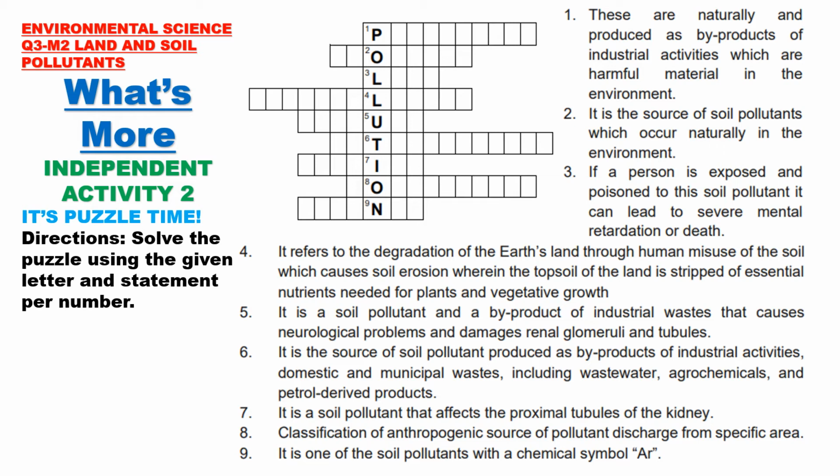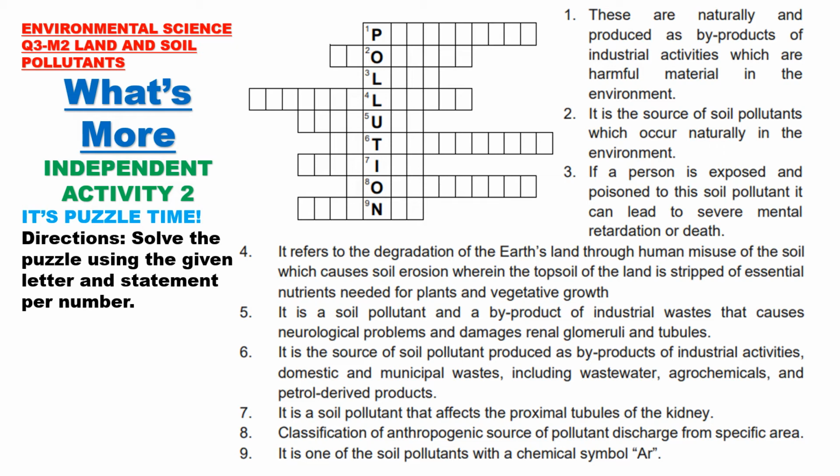5, it is a soil pollutant and a byproduct of industrial waste that causes neurological problems and damages renal glomeruli and tubules. 6, it is the source of soil pollutants produced as byproducts of industrial activities, domestic and municipal waste including wastewater, agrochemicals, and petrol-derived products.